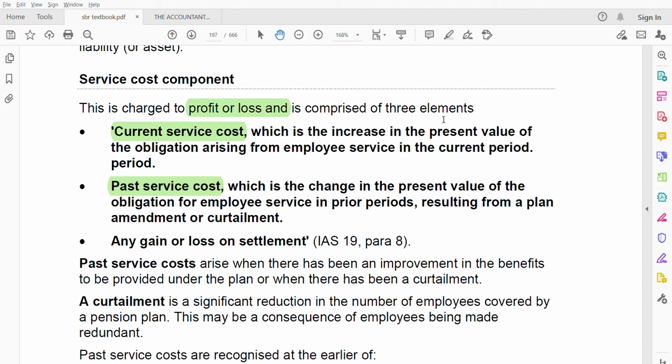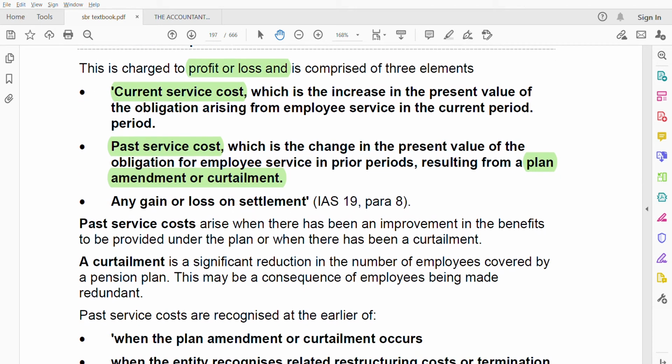If it's a past service cost, what happens? It is the change in the present value of an obligation for employee service in a prior period, the before period, not the current period, resulting from a plan amendment or curtailment. So past service cost can come from these two things: you either amend the plan or there is a curtailment. We'll see what a plan amendment and curtailment mean in detail a little bit later.